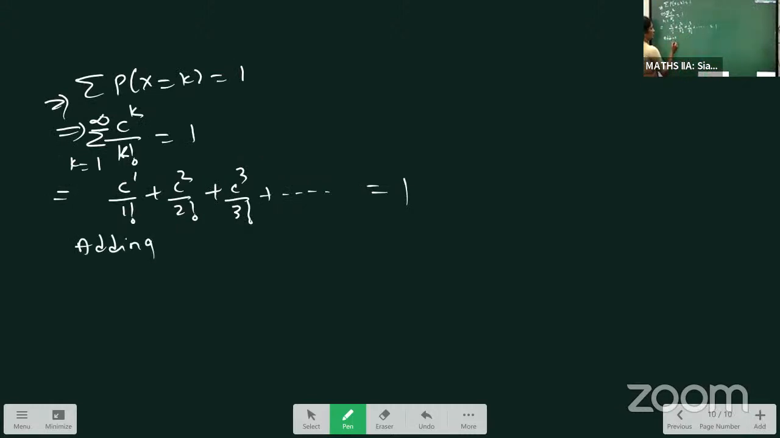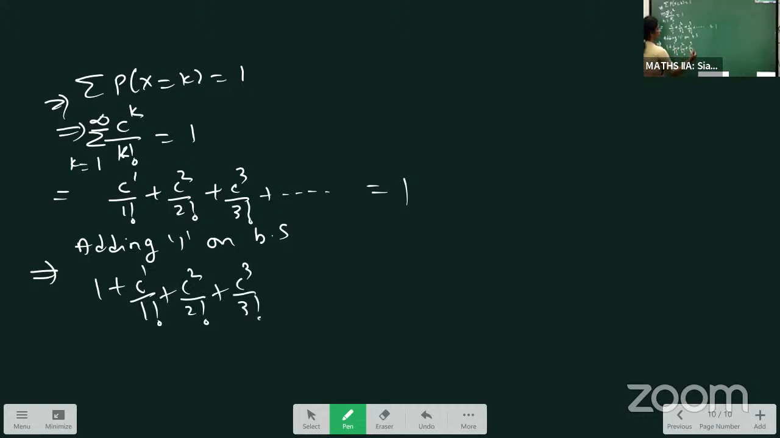So what we have to do? Adding 1 on both sides. So if you add 1, this becomes 1 plus c power 1 by 1 factorial plus c power 2 by 2 factorial plus c power 3 by 3 factorial plus so on is equal to 1 plus 1. This is the exact formula. We can write it as e to the power x. In the place of x, we have c, and 1 plus 1 is 2.